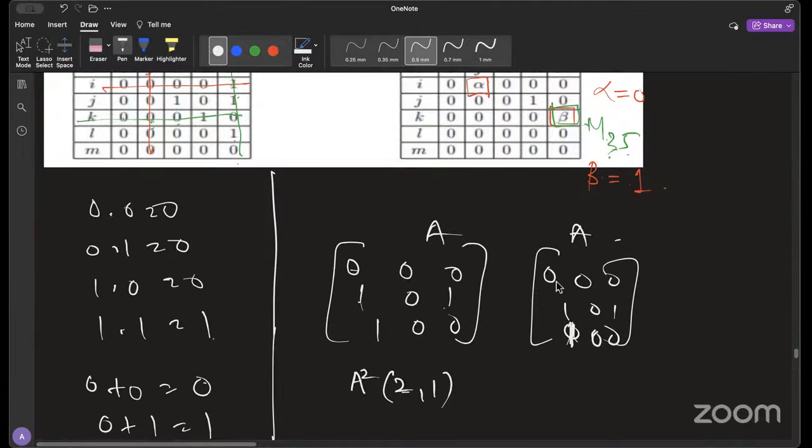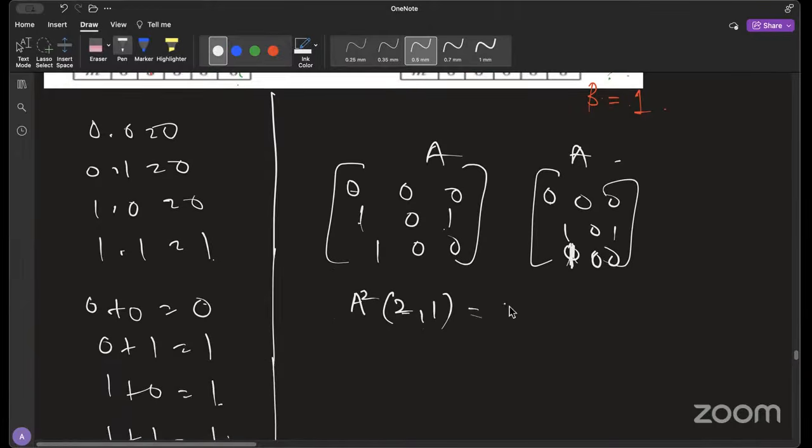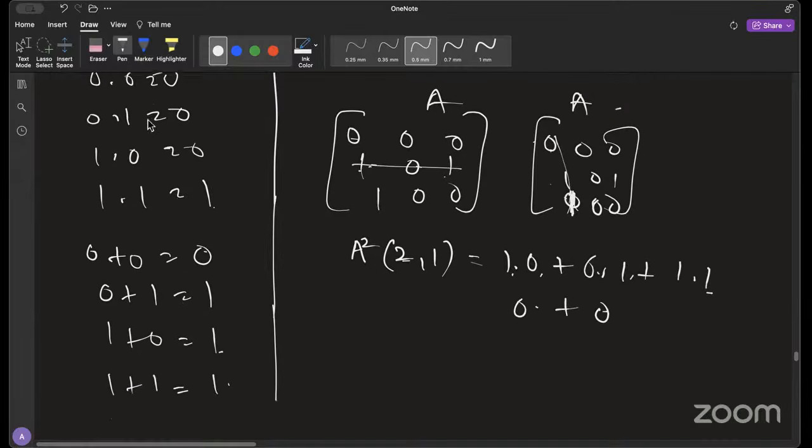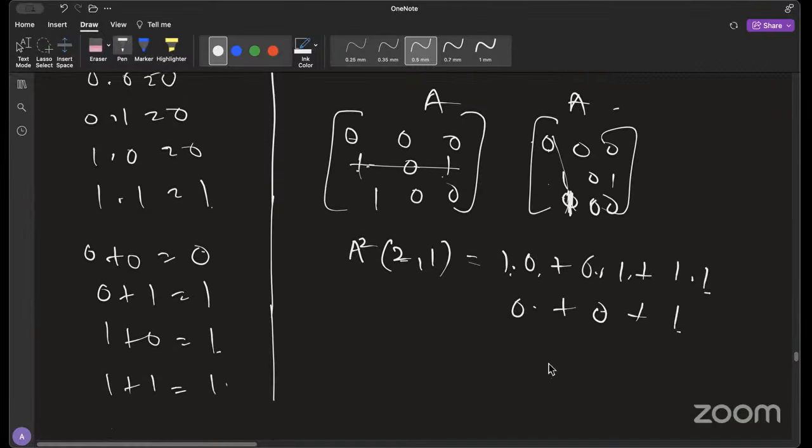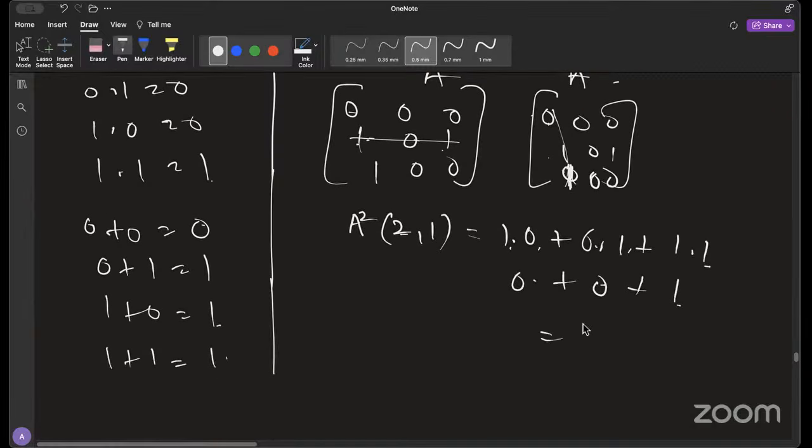So this will be 1 times 0. This and this. So this is 1, 0, this is 0, 1, and this will be 1, 1. So we know 1 times 0 is just 0, 0 times 1 is just 0. That's what I've written here, this entire thing. And 1 times 1 is 1, right? So this will just be 1.